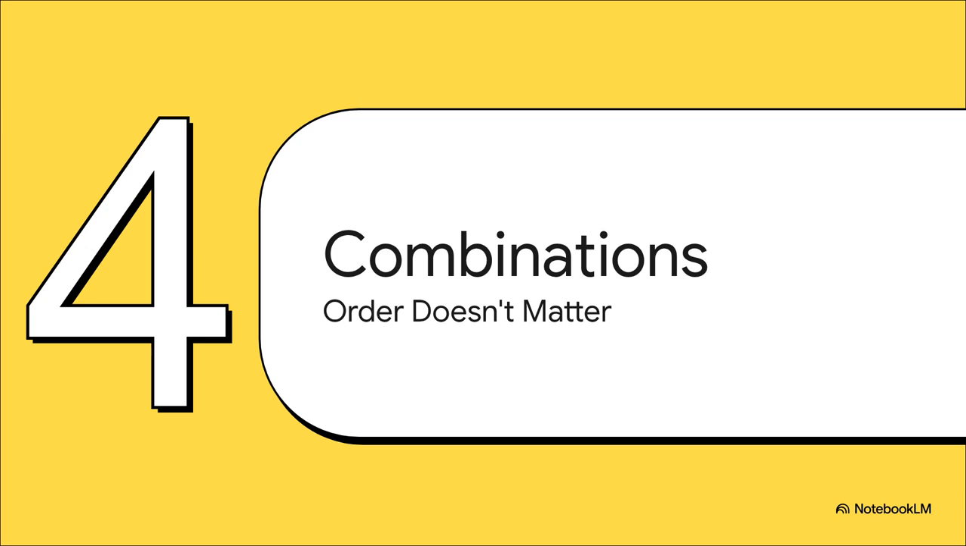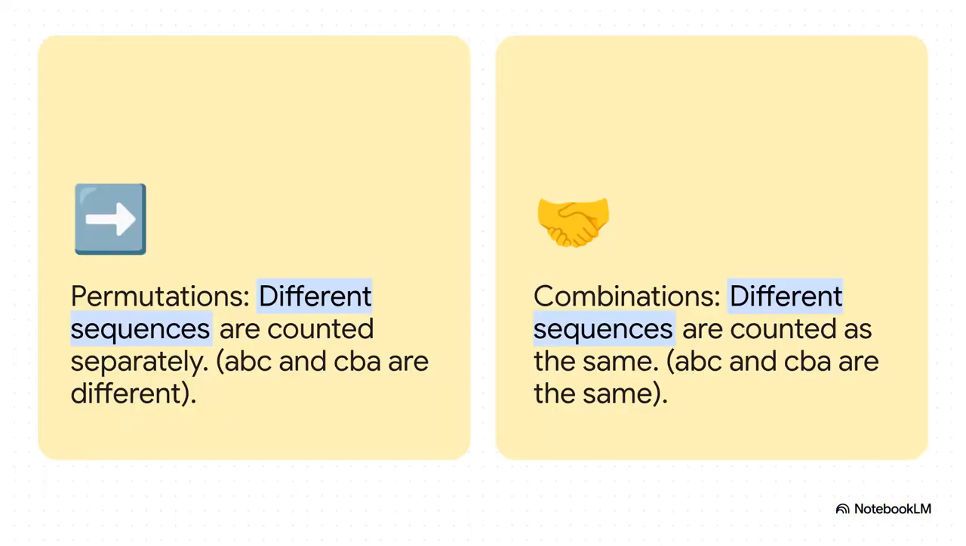Okay, so far, order has been king. Permutations, factorials, it's all been about the sequence. But now for the big question: what happens when the order is completely, totally irrelevant? This brings us to our next tool and probably the most important distinction we'll make today: combinations. And this is the crucial difference.